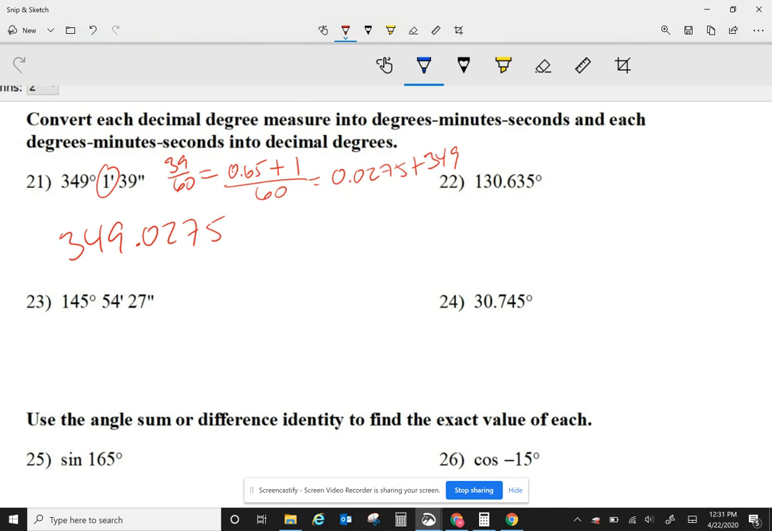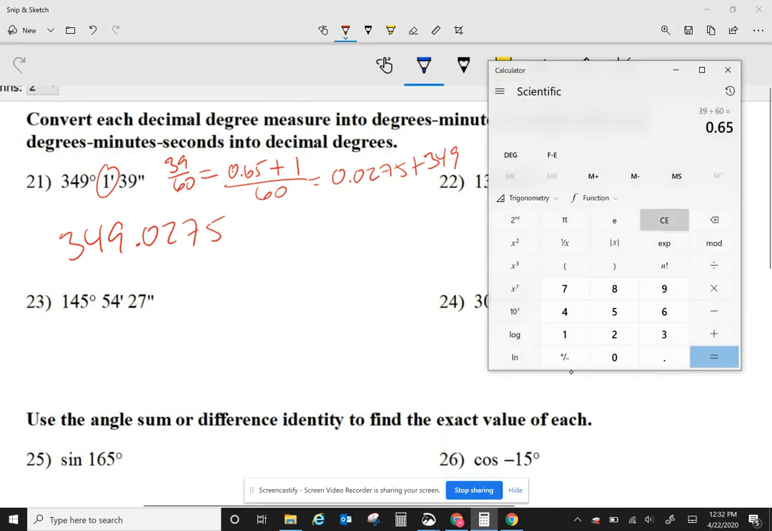All right, so now for this other one, let's take a look at number 23. Because that's given in the same measurement, the same way. Given to me as degrees, minutes, seconds. So let me grab my calculator here. I'm going to start with the smallest measurement, which is 27. 27 divided by 60 gives me a decimal, plus 54. And then this number, let's divide it by 60. Gives me a decimal, plus 145. My answer is 145.9075.